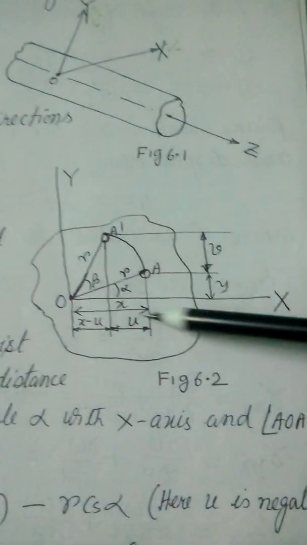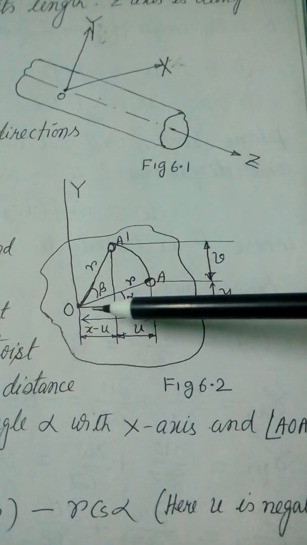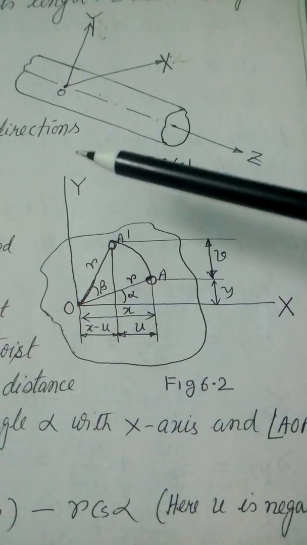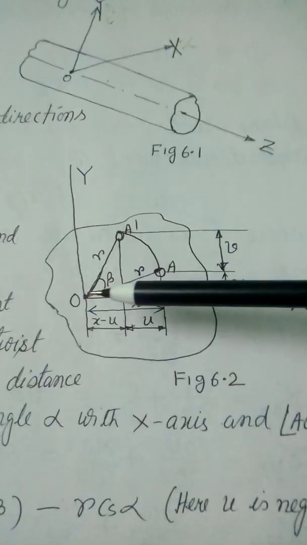Okay, now this figure, this is a body and inside a point is there. This is a prismatic bar cross section. This is x direction, this is y direction. Z direction is perpendicular to this paper.